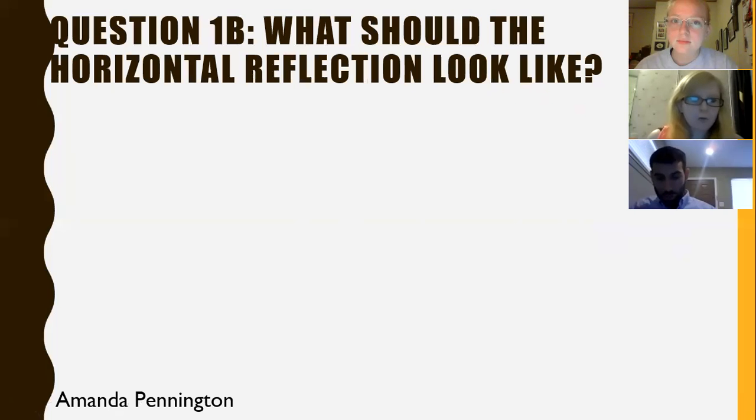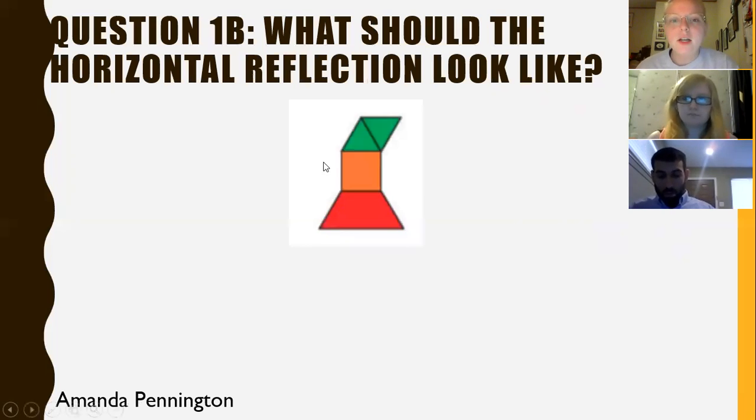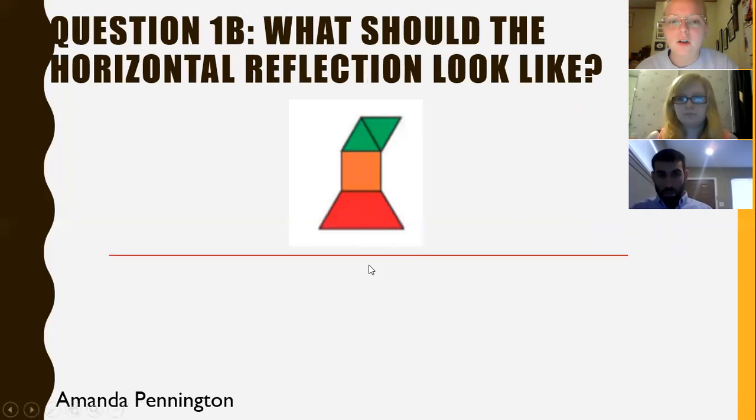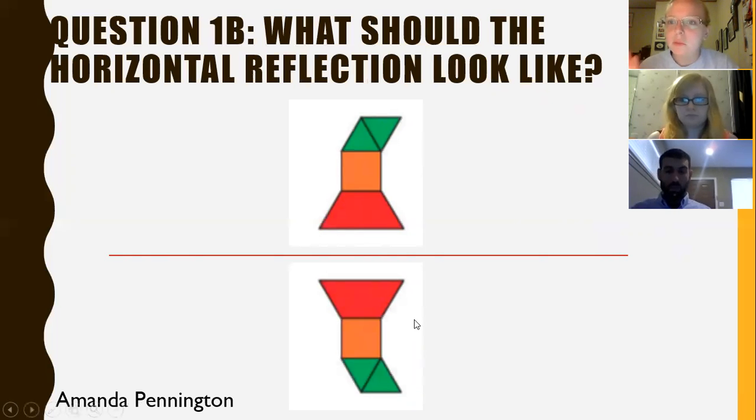Amanda, what should the horizontal reflection look like? Okay, so that's a good question. So we know that this is the figure, and we saw previously that it did a 180-degree rotation. So what it needs to do is reflect it, and we're doing a horizontal line. And see this triangle? This triangle has to be on the same side because it's a mirror image. It's like when you look into a body of water, like a pond or the ocean, you see your reflection, and it's the same thing for the shape. All right, thank you. You're welcome.